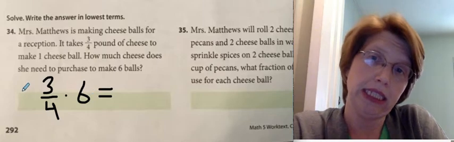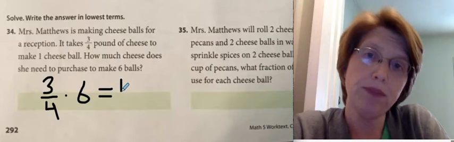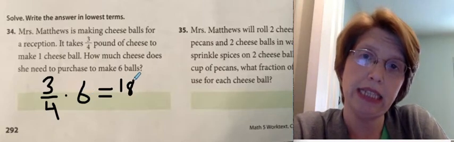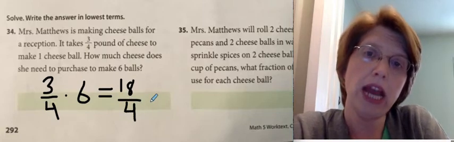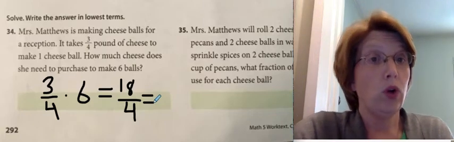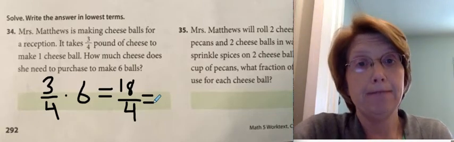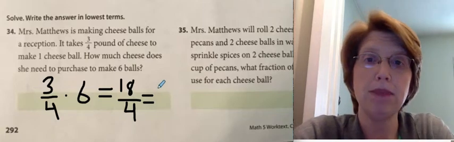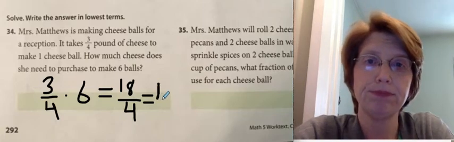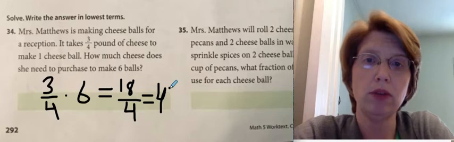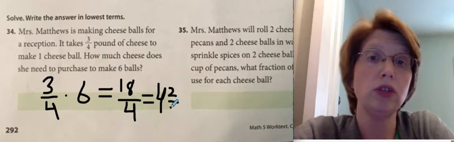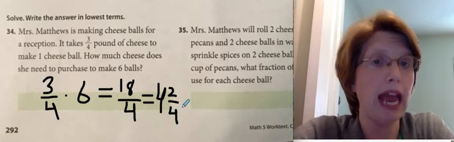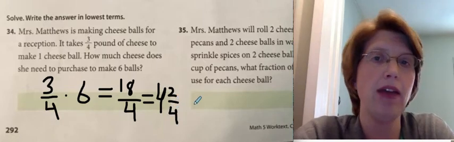So that means the 6 and the 3 are going to multiply. 6 times 3 is 18/4, and then you're going to divide that. 4 goes into 18 how many times? 4 with a remainder of 2/4, which 2/4 is really what? 1/2. So you're going to change that to say 1/2.